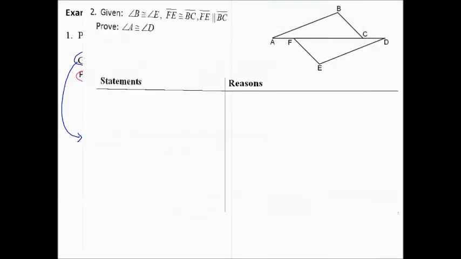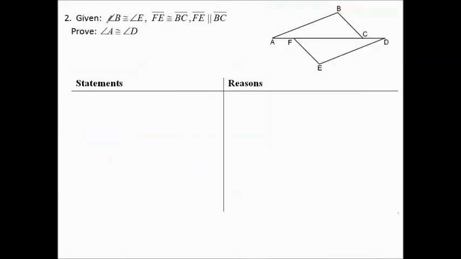Let's look at a couple more. Given all of this information right here, let's restate it and let's mark it in our picture. Angle B is congruent to angle E, segment FE congruent to segment BC, and they are also parallel segments. So I'll put the arrows showing they're going in the same direction. And then we'll write all of it here.